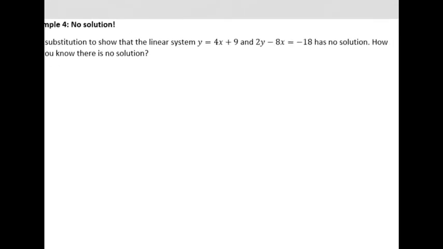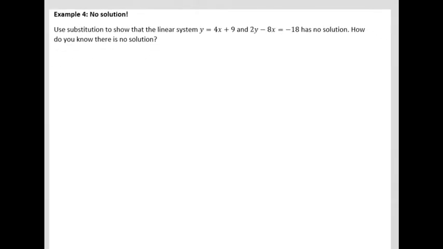Here's an interesting problem. No solution. Use substitution to show that the linear system, blah, blah, blah, has no solution. Lines that have no solution are, how are they related? They're parallel. What do you know about their slopes then? That they're equal. The same slopes, and what about the y-intercepts? They're different. Okay? So, we need to show that this guy has no solution.